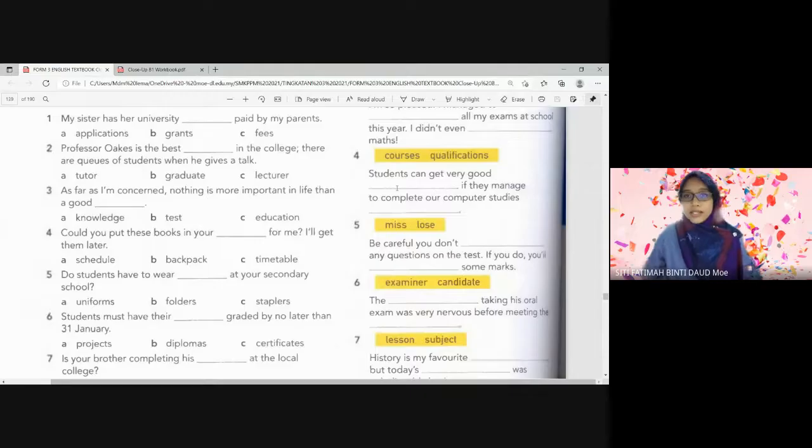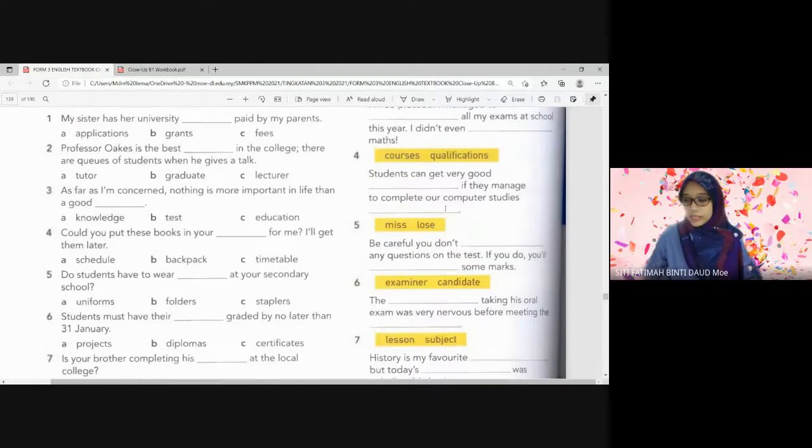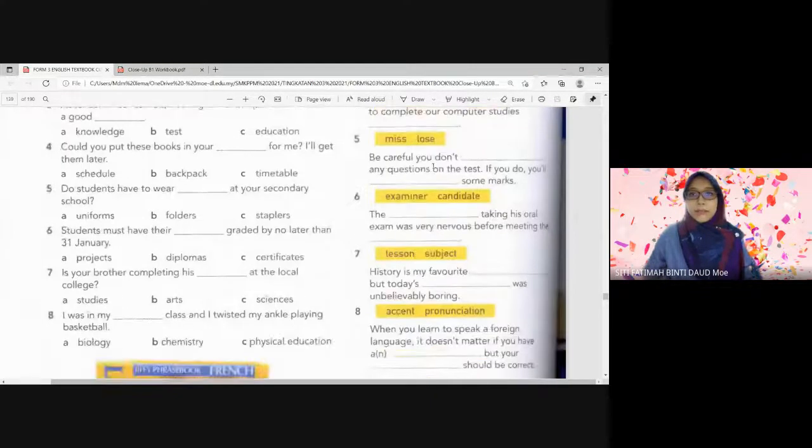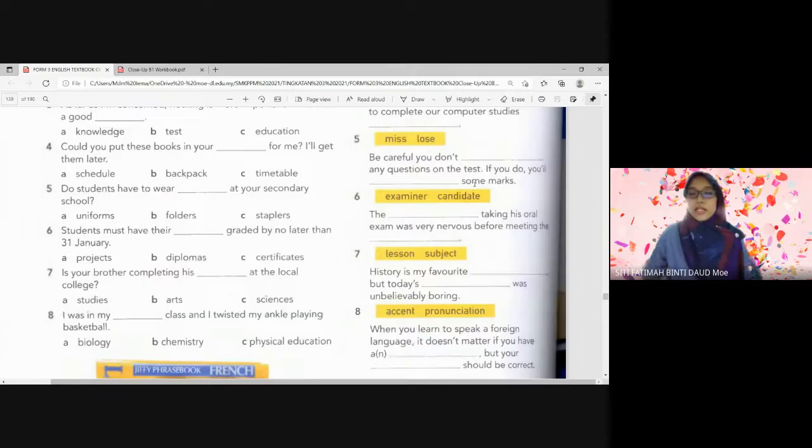All right, so what is the answer? Number 4. Can get very good what? Qualifications, very good. If you complete computer studies, courses. Number 5: Be careful, you don't what? Any questions? Don't miss or don't lose any questions on the test. Miss and then lose. Okay, don't miss any questions. You will lose some marks.